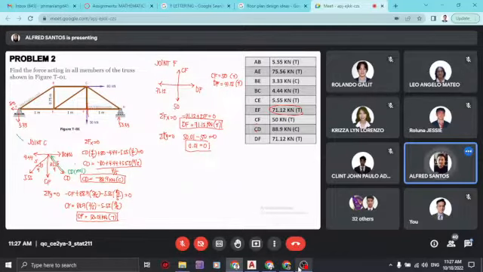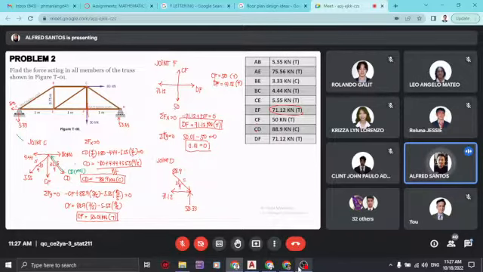Okay? And then, kung i-check natin siya using joint D, no? So, this is your CD, which is 88.9 compression. And then this is your DF, which is 71.12 tension. And then this is 53.33, which is your DY, or yung vertical reaction natin at point T. And then this is 345 still, no?